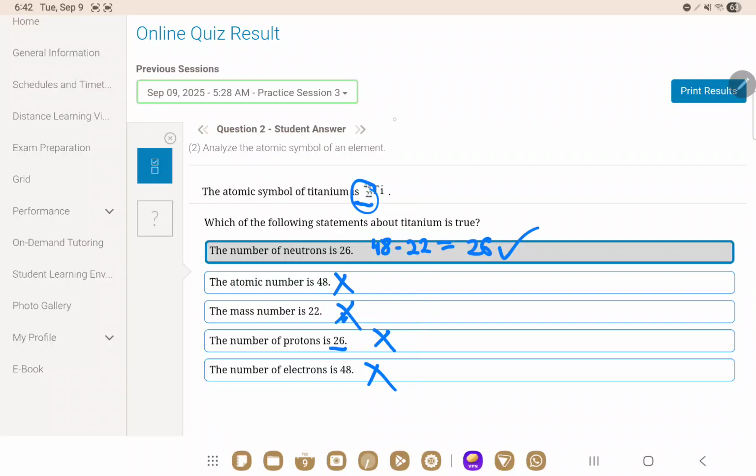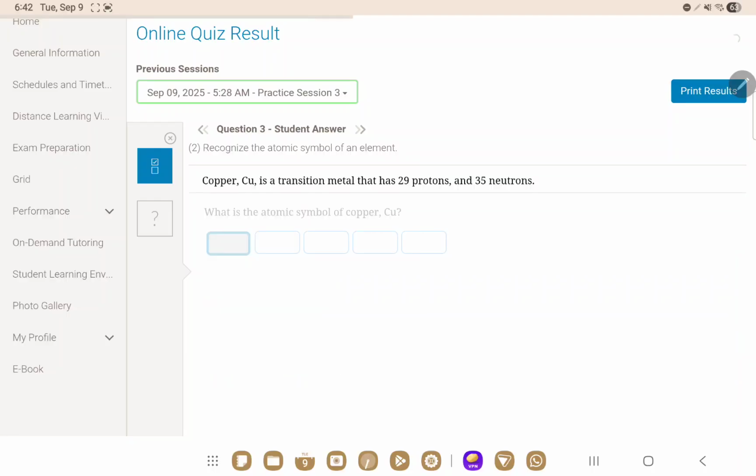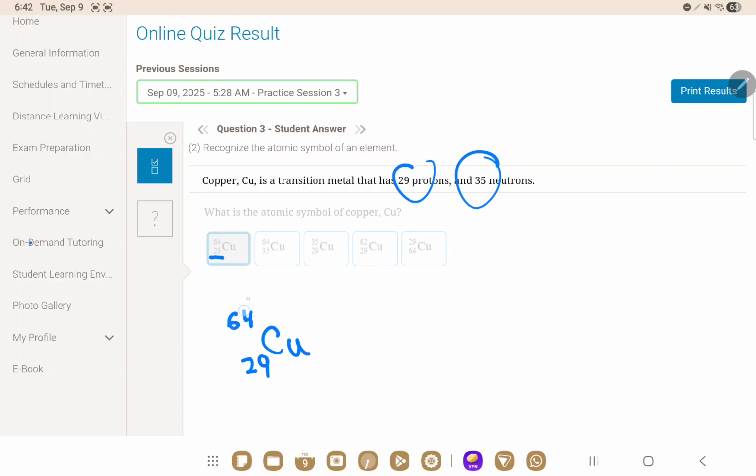The top number, which is the mass number, is equal to protons plus neutrons. They're called nucleons. So the top number is the number of nucleons. Moving on. Copper is a transition metal that has 29 protons and 35 electrons. Since 29 protons, 29 has to be the number on the bottom. And the number on top is going to be the number of protons plus neutrons. So that is 64. Let us move on to the next question.